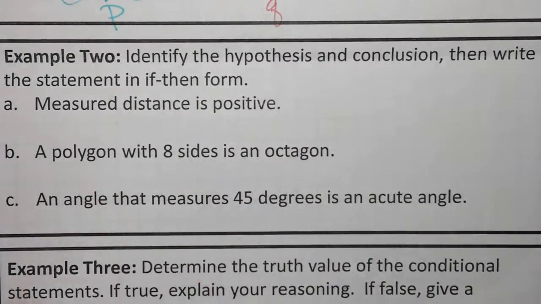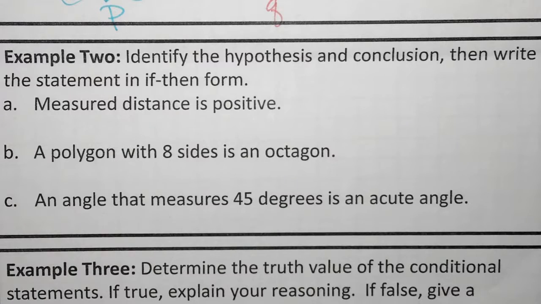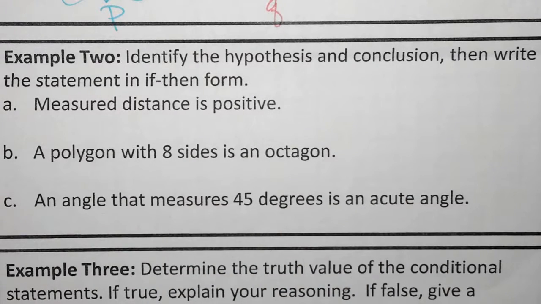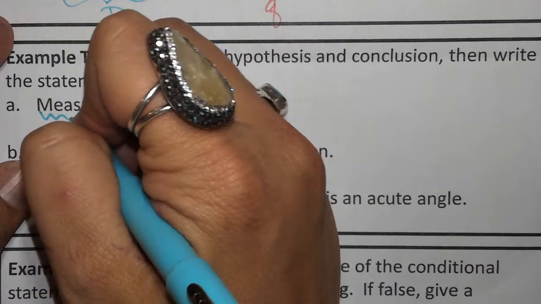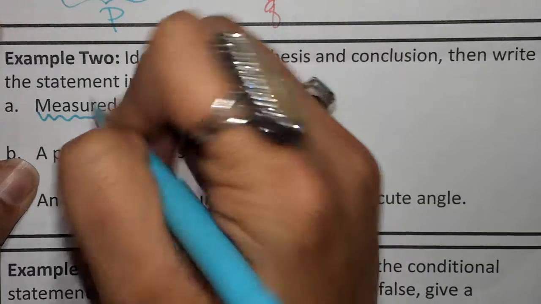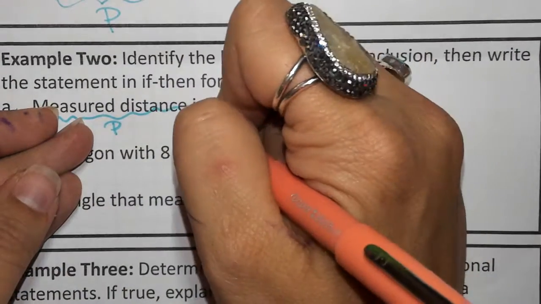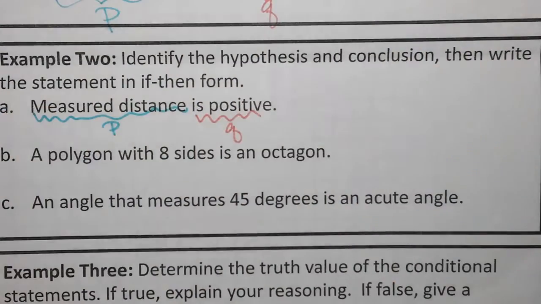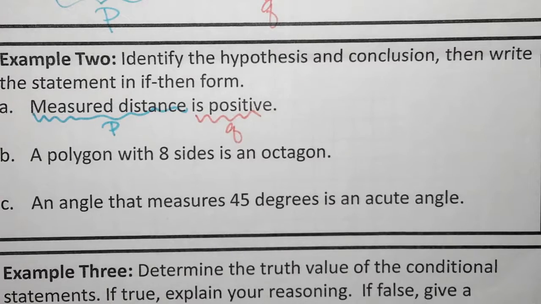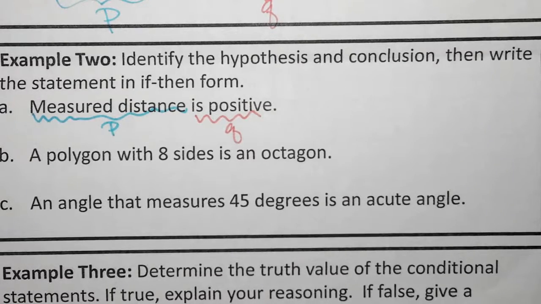Alright, so let's look at example 2. What? No. Let's look at example 2. Identify the hypothesis and the conclusion, then write it in if-then form. So let's look at the first one together. Measured distance is positive. So I'm going to say that measured distance is my hypothesis. Do y'all agree or disagree? Agree. And positive is my conclusion. Now, we need to write that in if-then form.